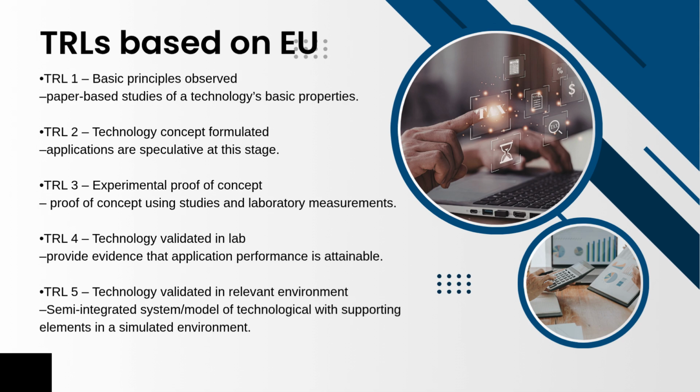TRL3, experimental proof of concept. At TRL3, researchers develop an experimental proof of concept. Laboratory experiments and initial testing are carried out to show that the technology is technically possible and has the potential to work. This is the first stage where the technology begins to move from theory into practical research.